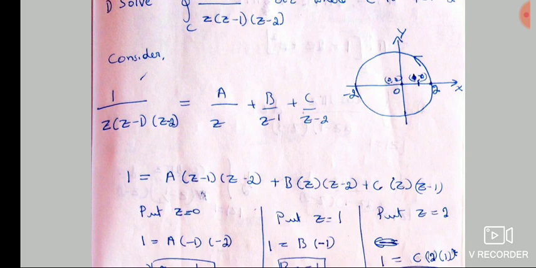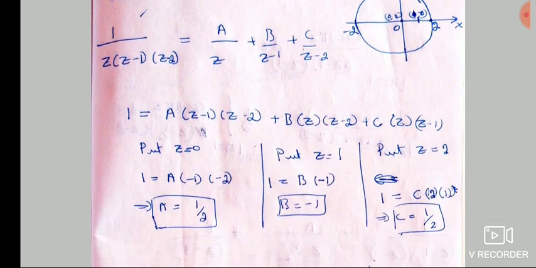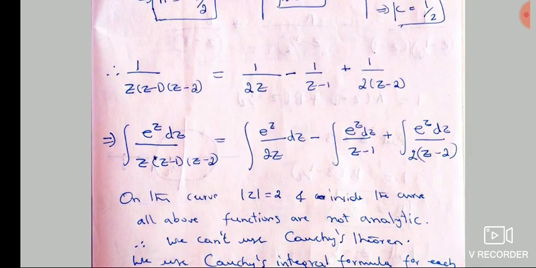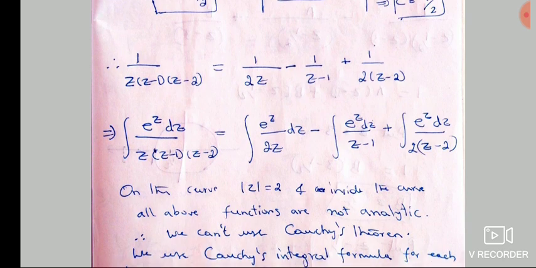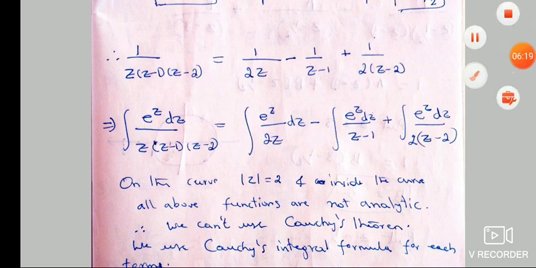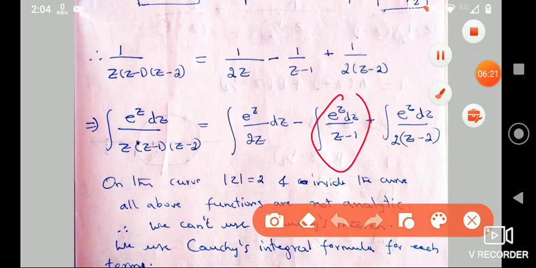So the area inside this curve is not analytic. So we cannot use Cauchy's theorem for the first term. Now let's see the second term. What is the second term? The second term is f of z equal to e power z divided by z minus 1.